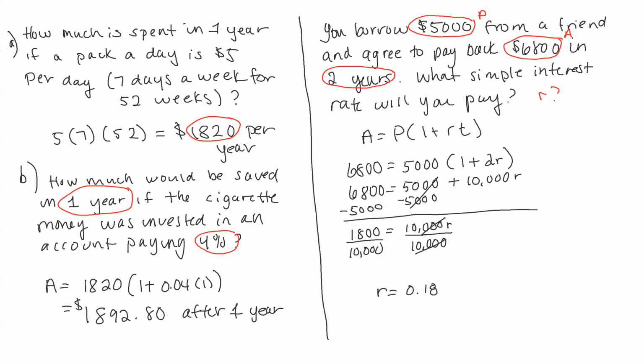Now, remember, when we're plugging in a value for R, we plug it in decimal form, but it represents a percentage. So your friend is charging you 18% interest rate. So that's a really, really steep interest rate. Get a new friend. Okay. But there's an example of using one of the formulas, but having to manipulate it or solve for some other value. Let's do one more example.